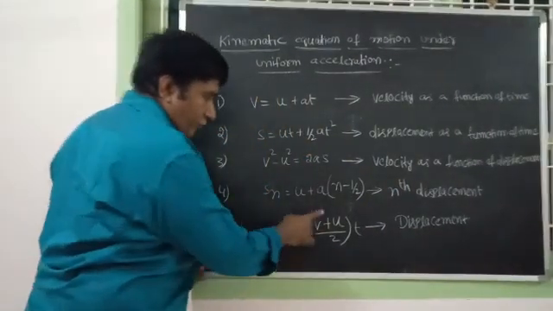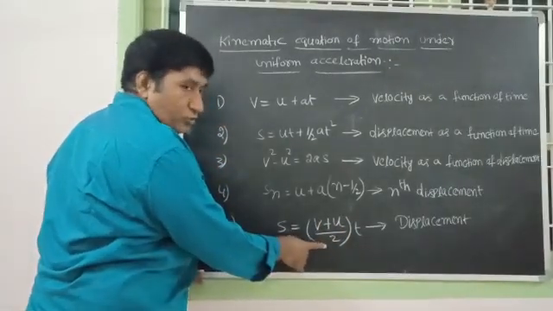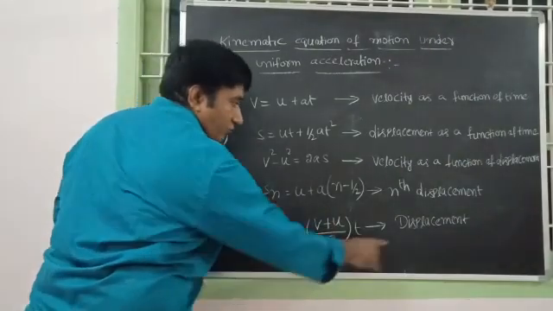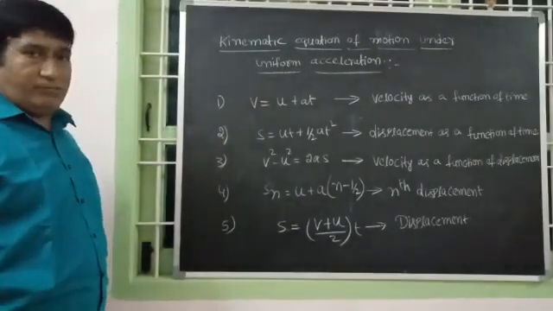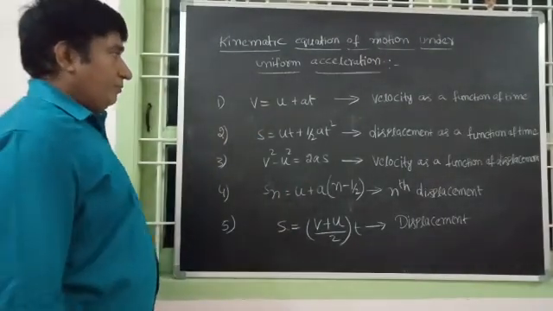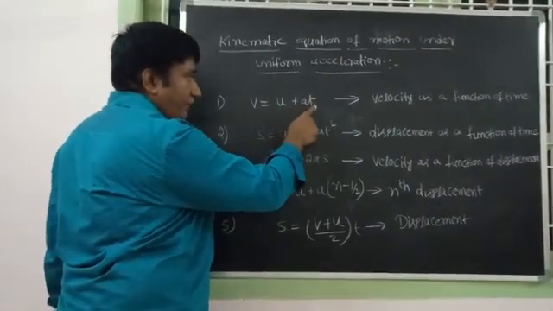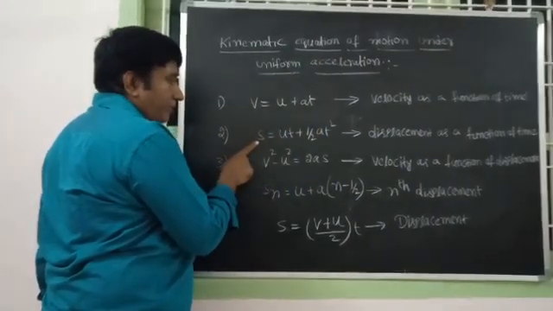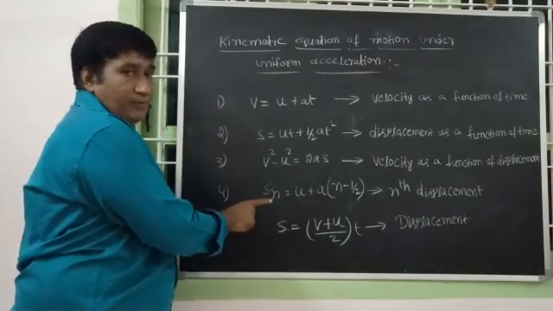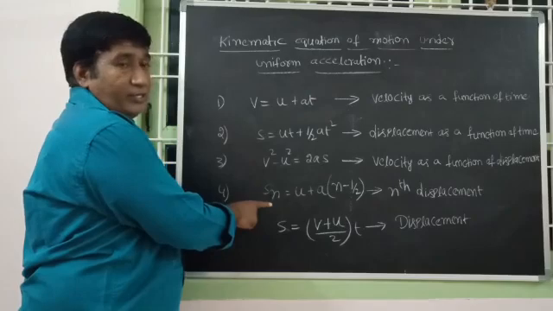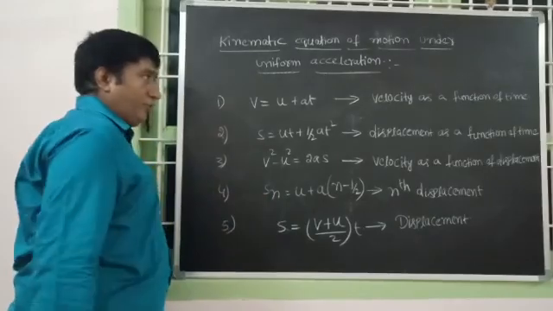This formula I have written, S is equal to UT. Here this represents average velocity, V1 plus V2 by 2. So that is indicated as displacement. These are the kinematic equations. In these, V represents final velocity, U represents initial velocity, A represents acceleration, T represents time, and S represents displacement. And Sn represents the nth displacement, that is after n seconds, what is the displacement of an object, which you can find by using this equation.